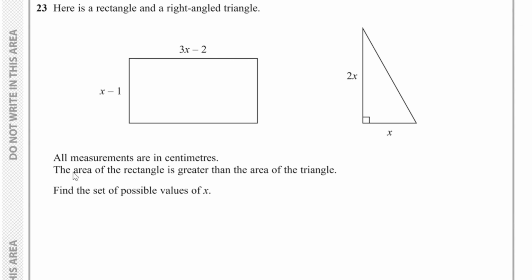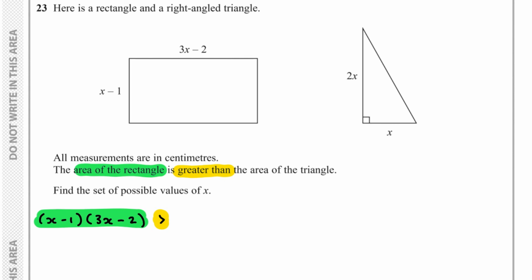Well, the area of the rectangle, that will be x minus 1, lots of 3x minus 2. So this here is the area of the rectangle, and this area is greater than the area of the triangle. Now the area of the triangle, that's 1/2 times by the base times by the height, which is 2x. So here the area of the triangle is the result which we see over here.